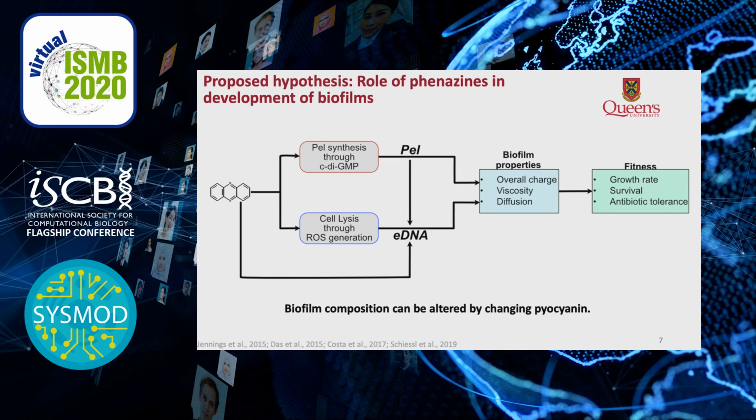This brings us to our proposed hypothesis. The biofilm composition of Pseudomonas, which contains eDNA and PEL as major components, can be altered by changing the concentration of pyocyanin. This elegant process provides Pseudomonas with mechanisms to survive in multiple harsh conditions. These mechanisms can change biofilm properties such as overall charge or viscosity. This process improves the overall fitness of Pseudomonas.